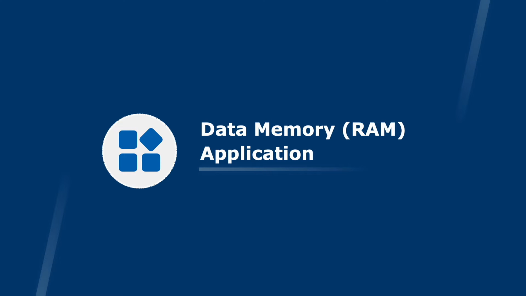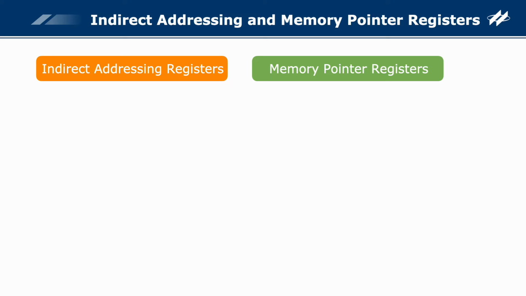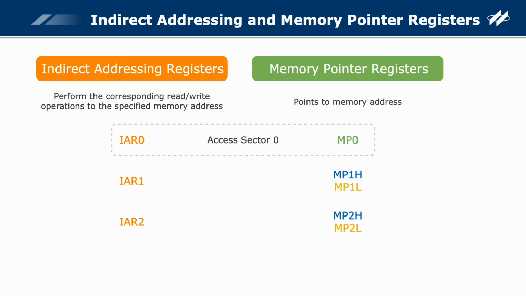Data memory application. Before describing application examples, let's learn how to implement indirectly addressed and memory pointer registers. The indirect address register is used to perform corresponding read or write operations on the specified memory address. The indirect address registers include IR0, IR1, and IR2. The memory pointer register is used to point to the memory address. The memory pointers include MP0, MP1L, MP1H, MP2L, and MP2H. They always appear in pairs.